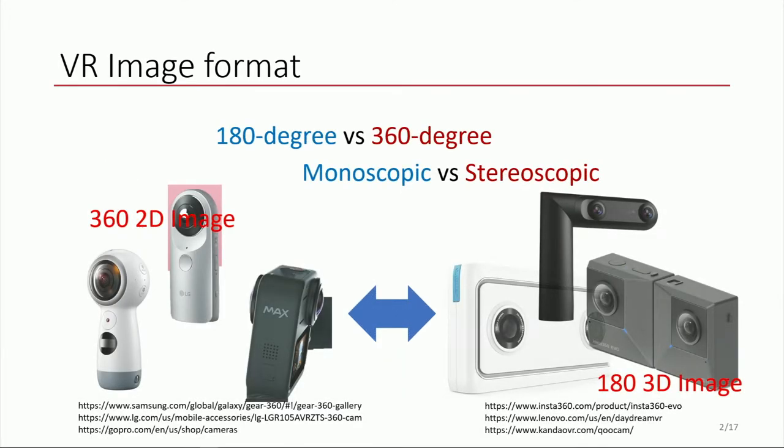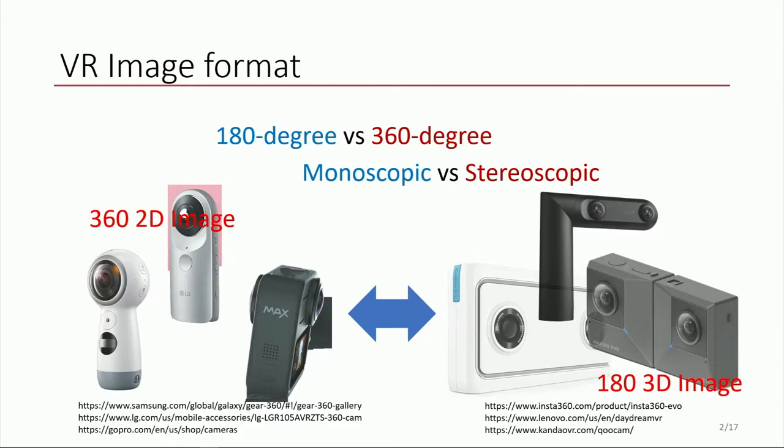Now, two main functions of VR images shooting, 180 degree or 360 degree range, and monoscopic or stereoscopic images are used. In a consumer VR camera, it is for shooting 360 degree in monoscopic VR images or 180 degree in stereoscopic images. In a professional VR camera, it can shoot 360 degree in stereoscopic VR images, but because of the restriction on the shooting method, it is difficult to shoot or edit in stereoscopic.